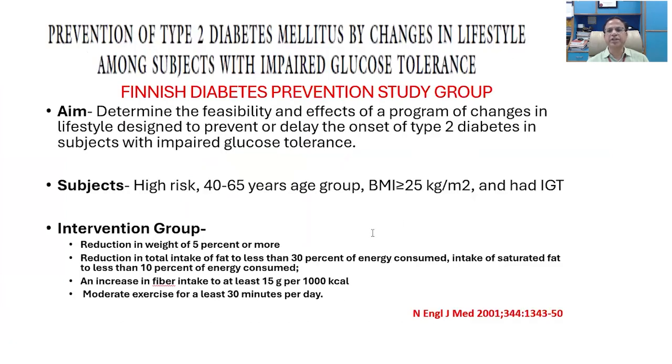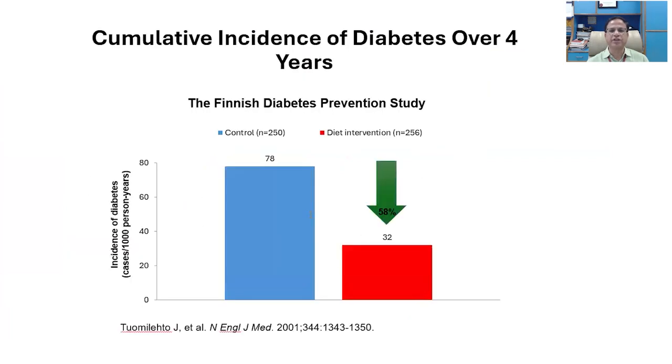Another study, the Finnish Diabetes Prevention group, with similar inclusion and exclusion criteria in the age group of 40 to 65 years, also showed that lifestyle modification again led to a 58% reduction in the incidence of diabetes. So all these three studies clearly show that if we intervene at the time of pre-diabetes, conversion to diabetes can be prevented. And is this applicable to our country also?